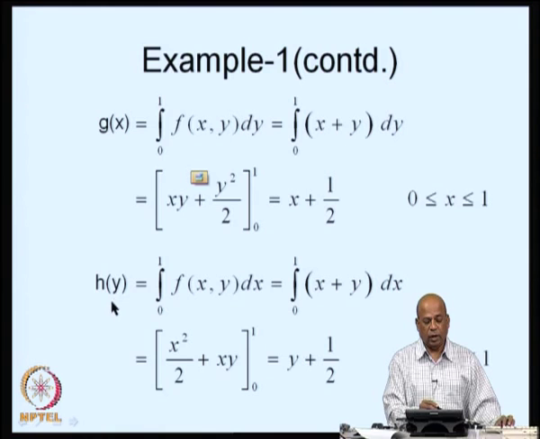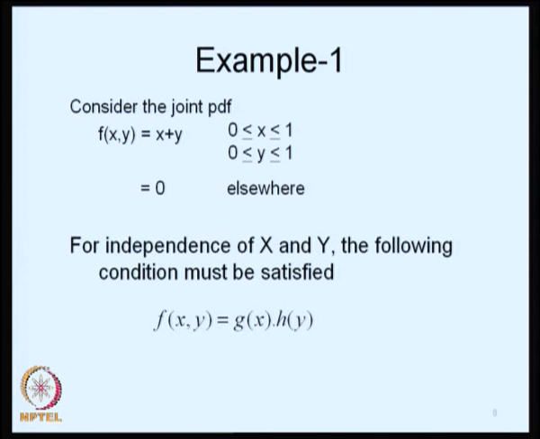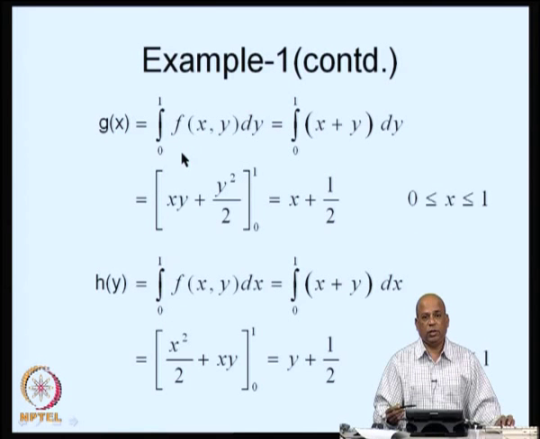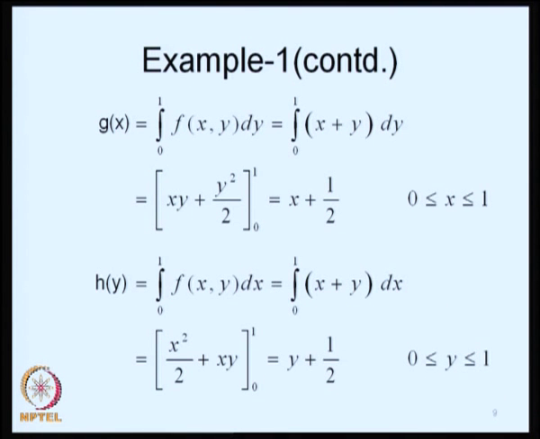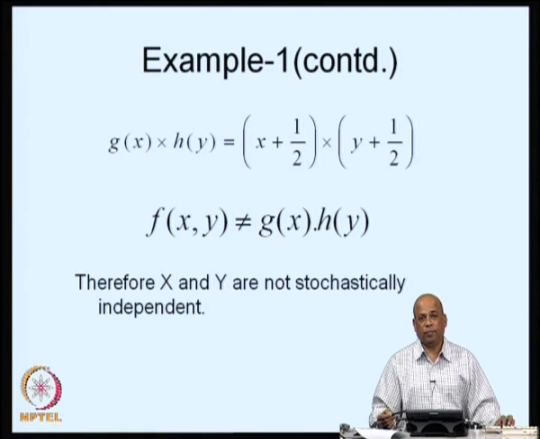Similarly, marginal density of y is h of y, you integrate over x, the joint density function, and you will get y plus 1 by 2. This is valid over the region 0 to 1, x varying between 0 and 1, and y varying between 0 and 1 for h of y. Now, your f of x y was x plus y, and you got g of x is equal to x plus 1 by 2, and h of y is equal to y plus 1 by 2. Obviously, this means that f of x y is not equal to g of x into h of y, and therefore, x and y are not stochastically independent.